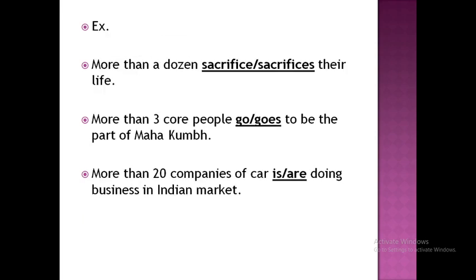Next rule. Rule number 18. Again, before going through rule number 18, we'll understand a few sentences so that we can get a bit closer to the rule. Here, we need to have a look at the subject: more than a dozen, more than 3 crore people, and more than 20 companies of car. These three sentences have different phrases used at the place of subject.